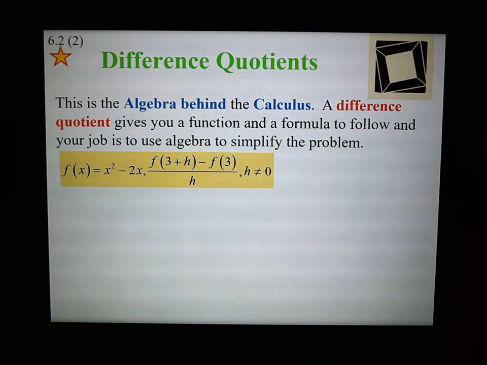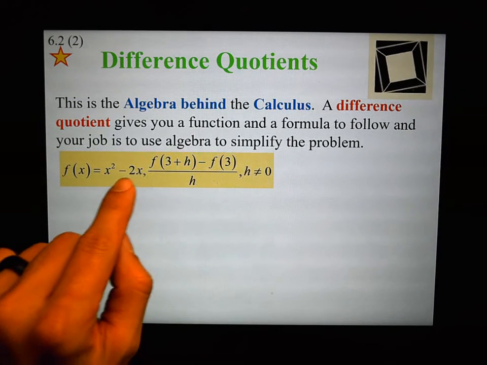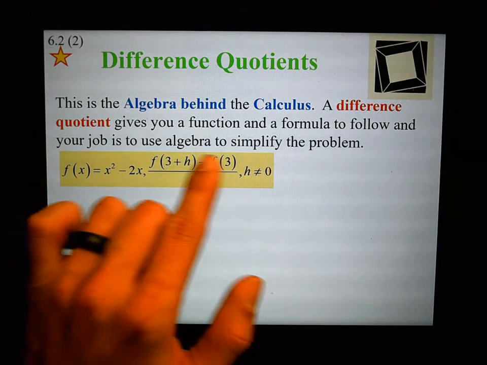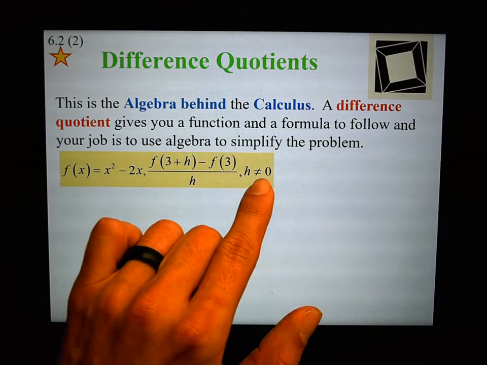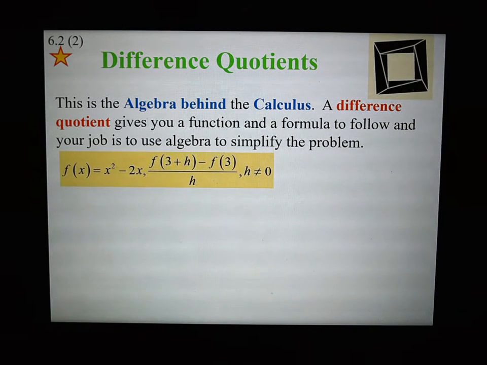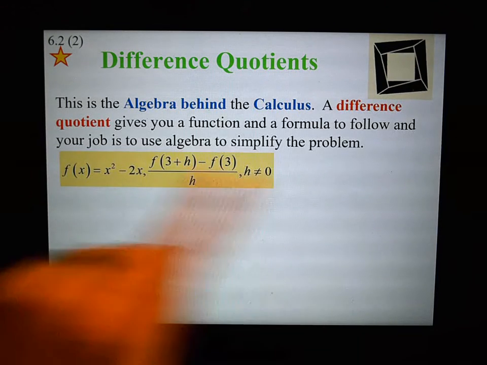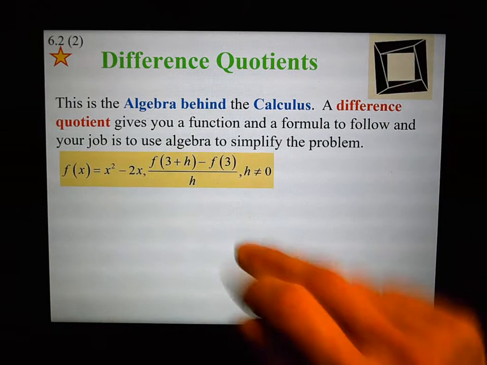Here's a difference quotient. They give you a function, f of x equals x squared minus 2x. Then they put a comma, and then they're going to give you a rule. Here's the rule. And then they're going to give you a limitation that h cannot equal 0 because otherwise you'd be dividing by 0 and it would be undefined. A difference quotient gives us a function and a formula to follow. Your job is to use algebra to simplify the problem. So here's what you're going to do.